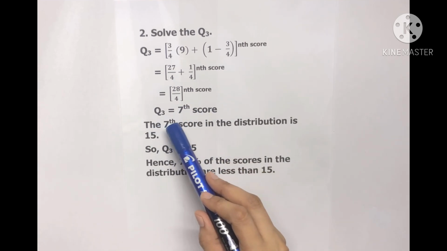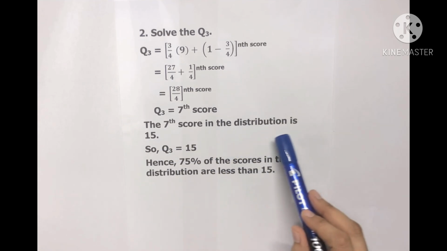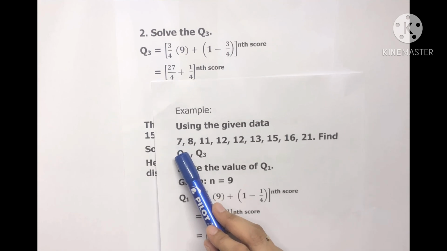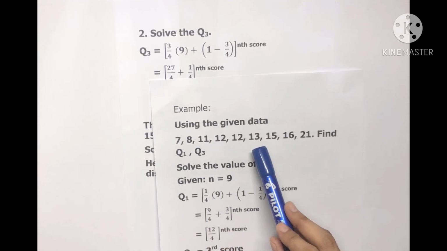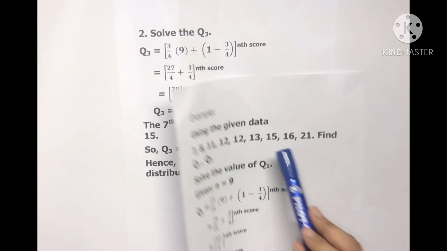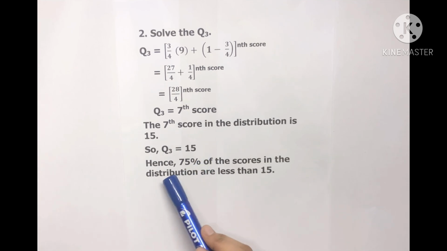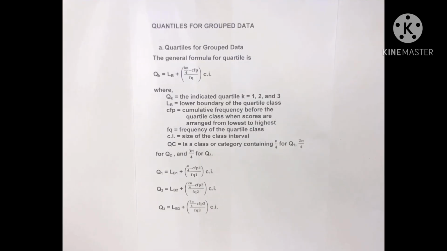So Q sub 3 is equal to the 7th score. The 7th score in the distribution is 15. Okay, let's check. We have first, second, third, fourth, fifth, sixth, seventh. So Q sub 3 is equal to 15. Hence, 75% of the scores in the distribution are less than 15.